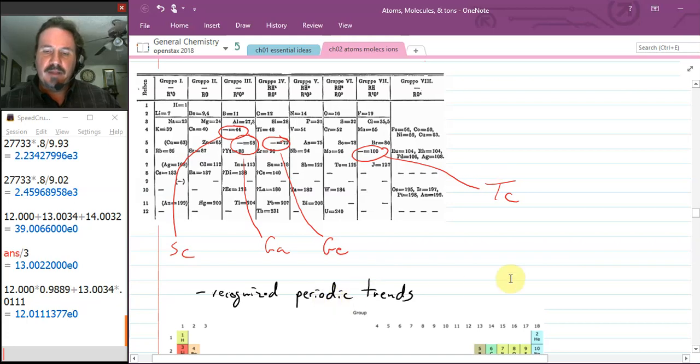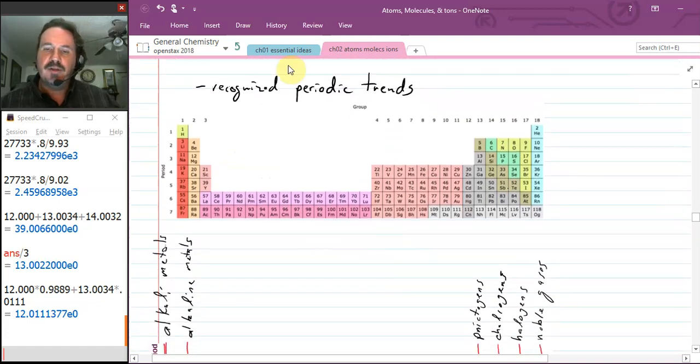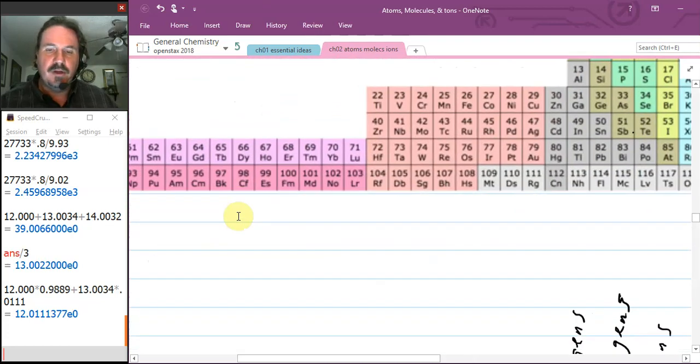And the periodic table now is grouped by chemical similarity. If you look at a full-blown periodic table, it would look something like this. Again, here's my first group, and let me see if I can zoom in a little bit on this.